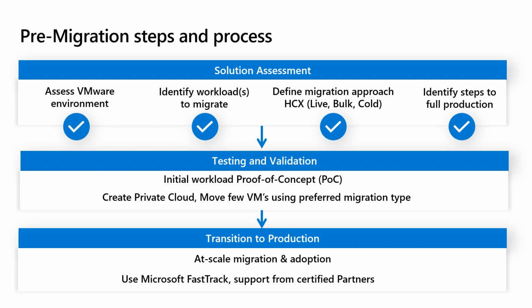Once you've done the solution assessment side of this, you'll be able to move to the testing and validation phase. This is where the POC is built. This is where you create a private cloud. You move a few VMs using the preferred migration type. And this helps you get a handle of what it's going to look like once you go to full production.